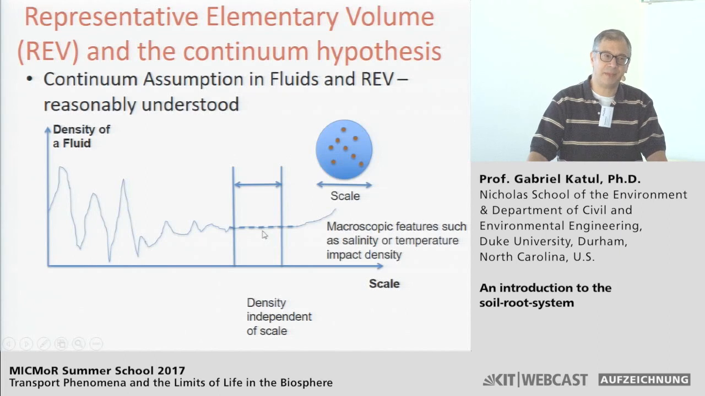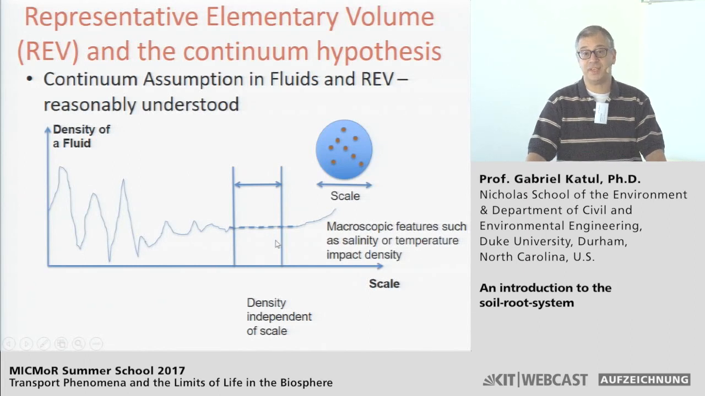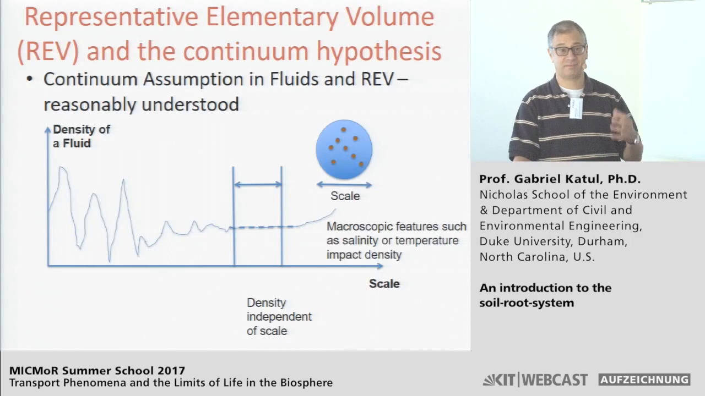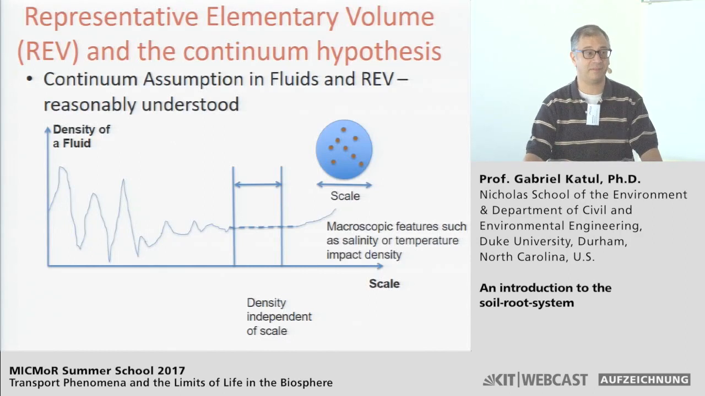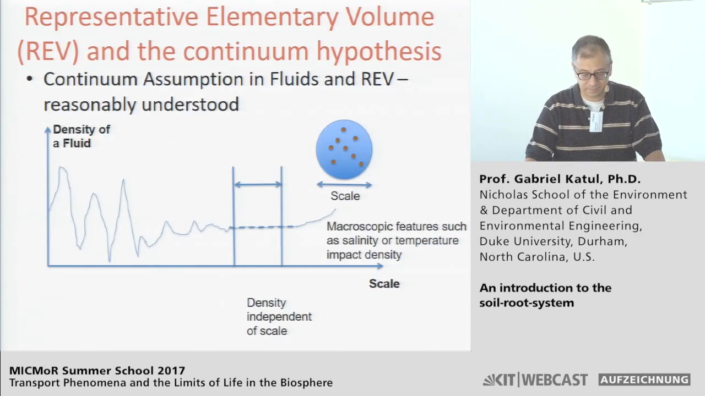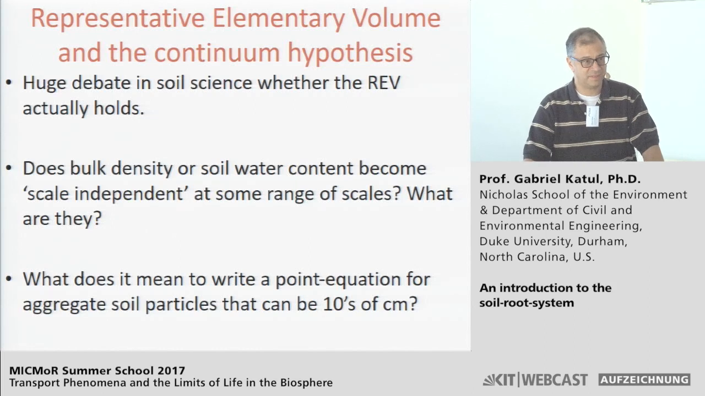Now think about that picture in the case of soils. What does that mean? How big should our representative elementary volume be to achieve quantities like volumetric soil moisture content or bulk density that is independent of the scale? Not very promising, no? Not very promising at all. But that's the essential machinery that we have to deal with soils. Is that making some sense or not yet?